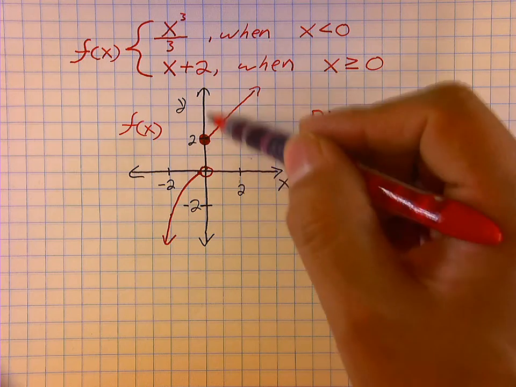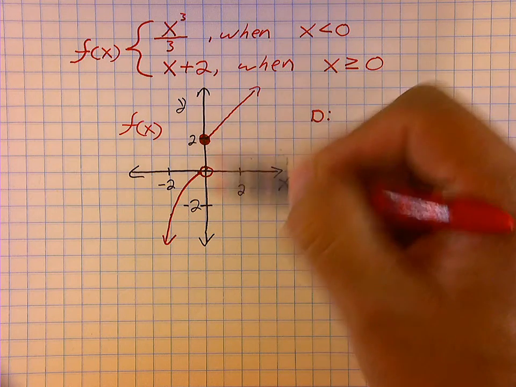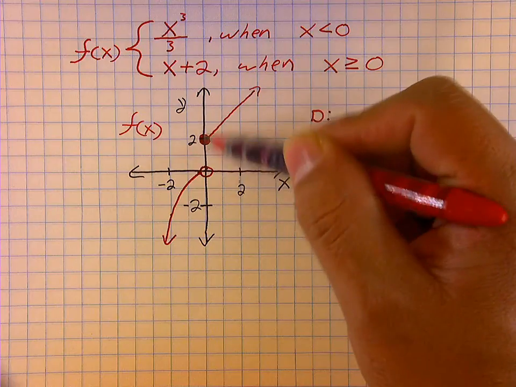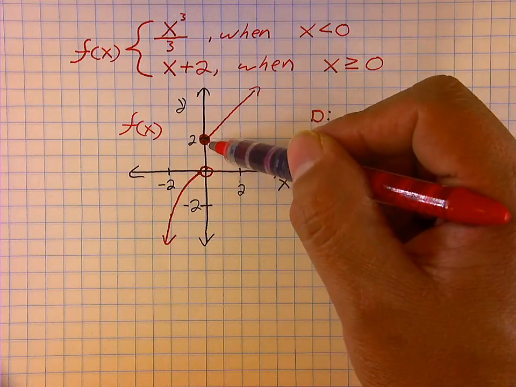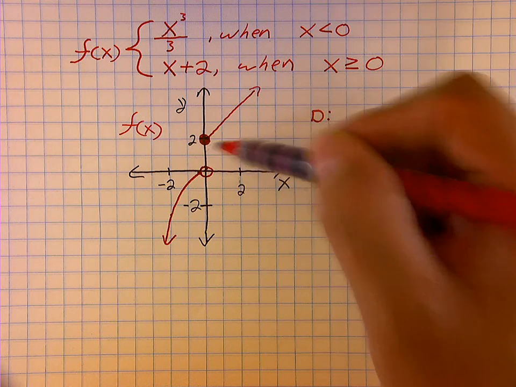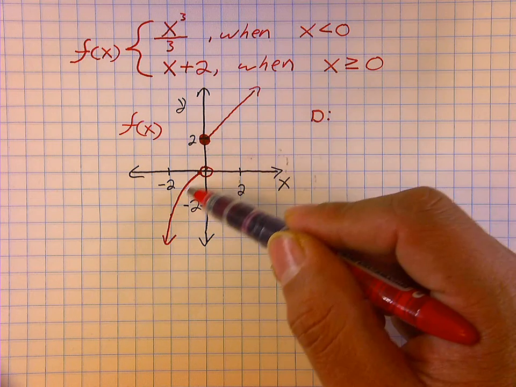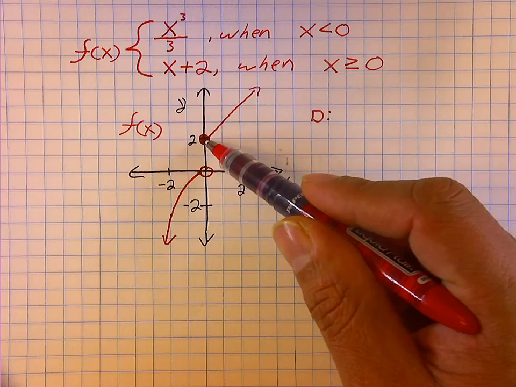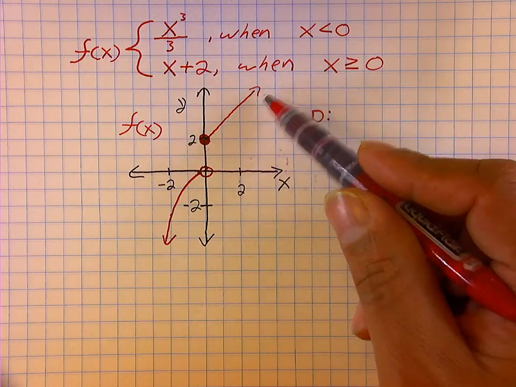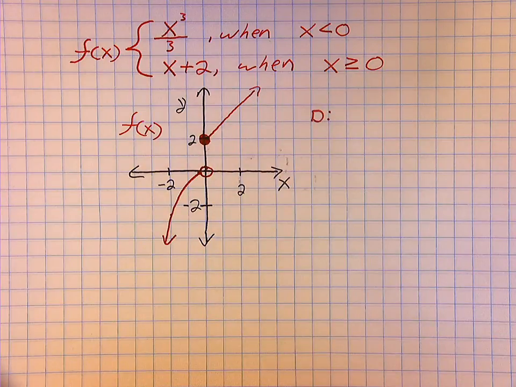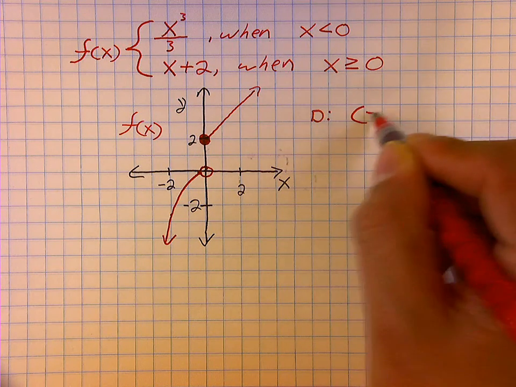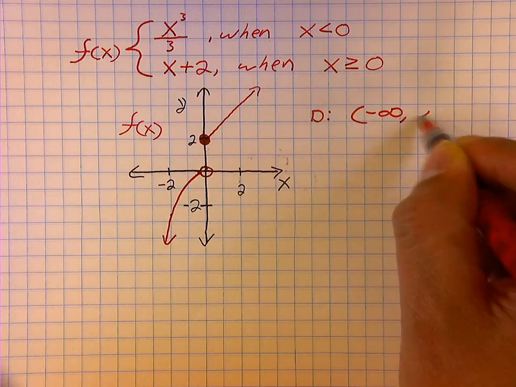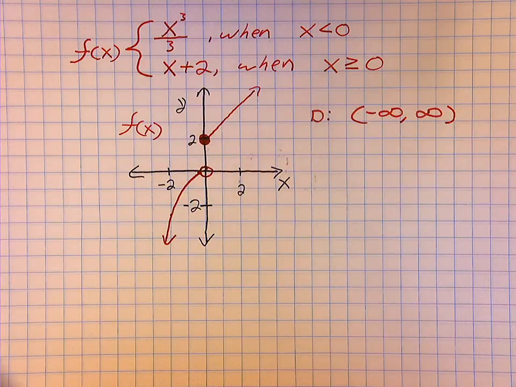What I have to be concerned about with a discontinuous piecewise function is whether there is anything missing in the middle, and this is where I would be concerned. The question is, can x have a value at 0? On this piece the answer is no, but on this piece the answer is yes. So x can be anything from -infinity through 0, including 0, and everything to the right. So it's basically all real numbers.